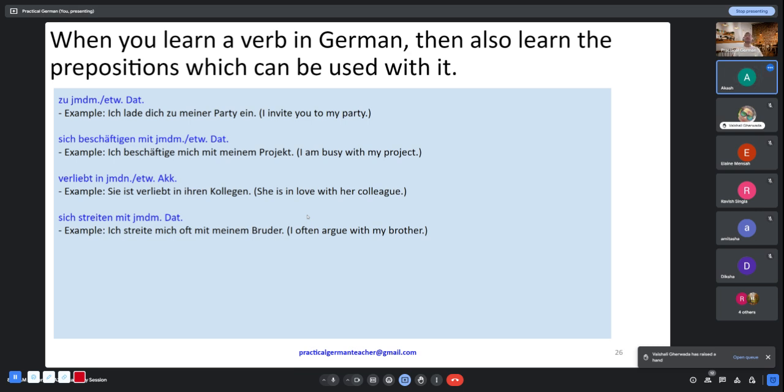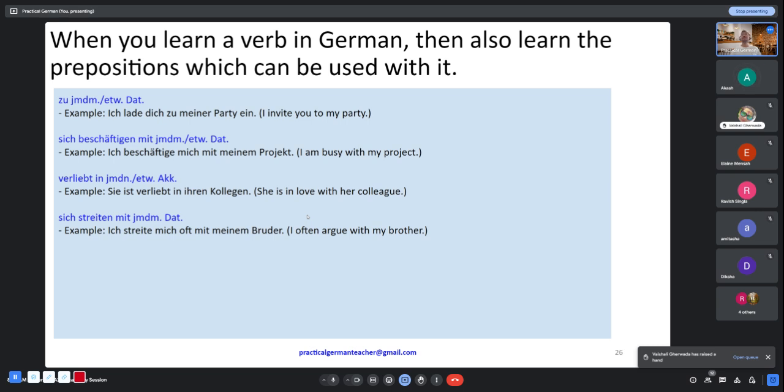Sich beschäftigen, ich beschäftige mich. Now if some colleague comes to you and says, hey, can you do this for me, can you write this code for me, can you go through this? You say, no, no, I'm busy with my own work. Ich beschäftige mich mit einem Projekt. This is one scenario where you can use it.